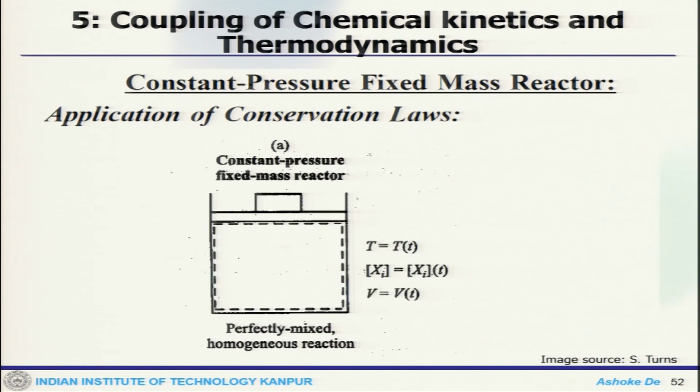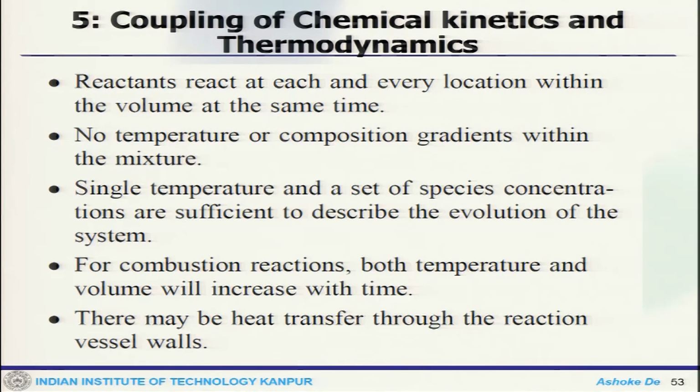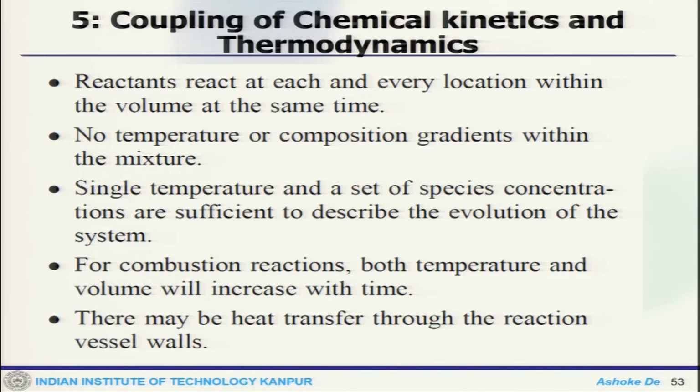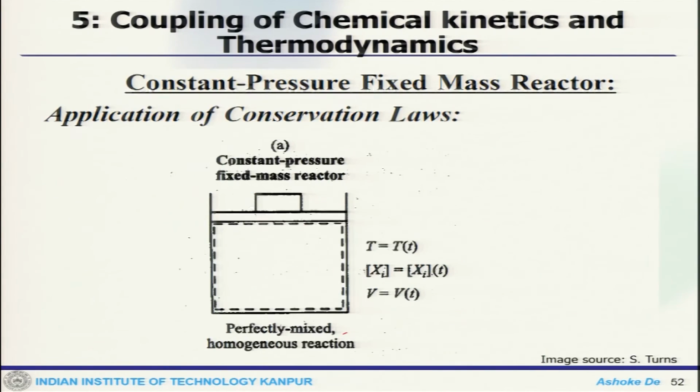So, now we first start with the constant pressure fixed mass reactor. So, the application of the conservation law. So, it is perfectly mixed. So, this is the schematic of that constant pressure and homogeneous reactor. What it does is that the reactants react at each and every location within the volume at the same time. So, that is what happens.